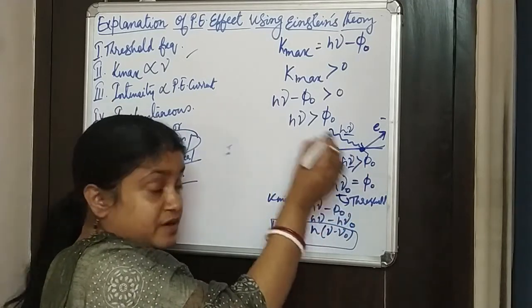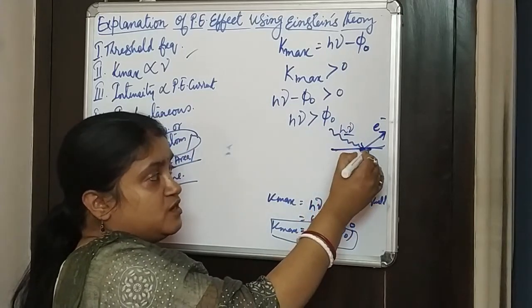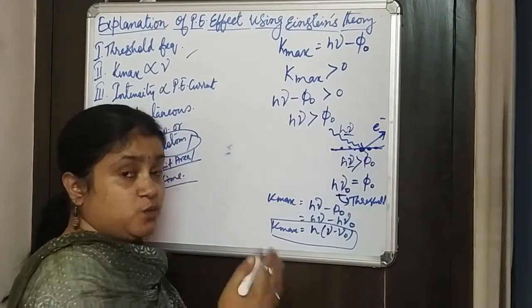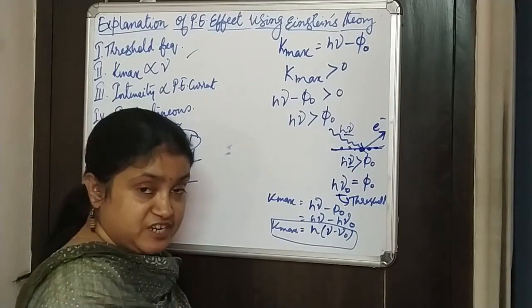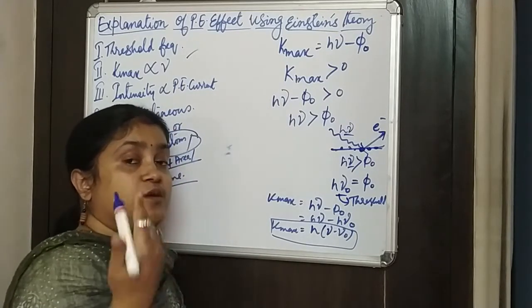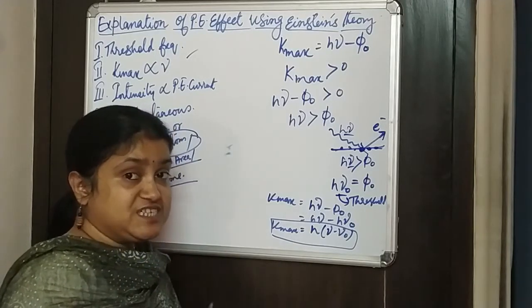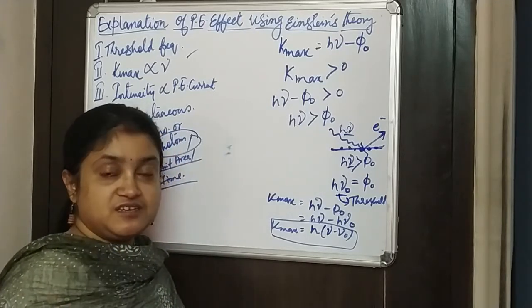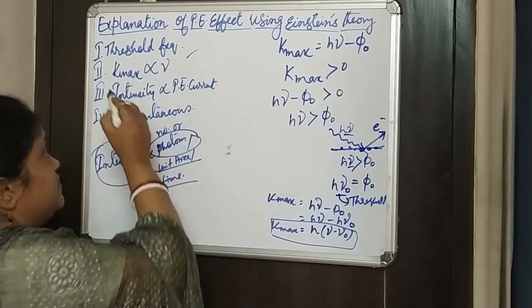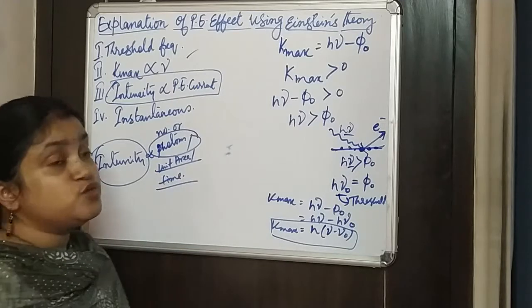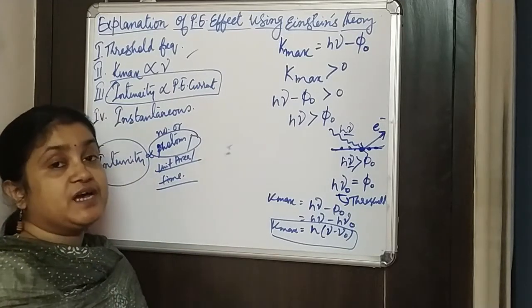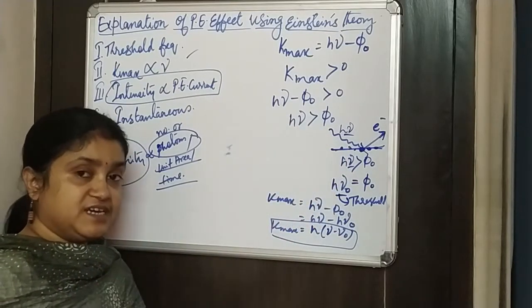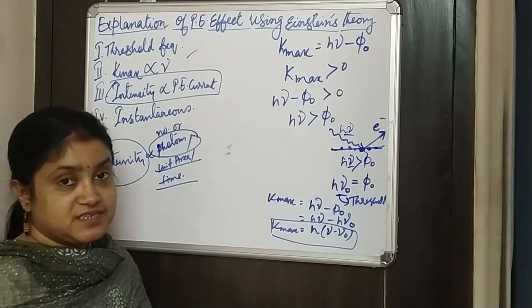per unit area and per unit time are able to collide with more number of electrons. So if more photons are colliding with more electrons, more electrons are able to come out, and therefore we get more photoelectrons, which increases the photoelectric current. That's why we see that intensity is proportional to photoelectric current. So as the intensity of the incident light increases, the photoelectric current increases. This also gets explained by Einstein's theory.